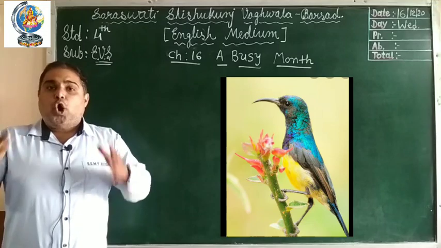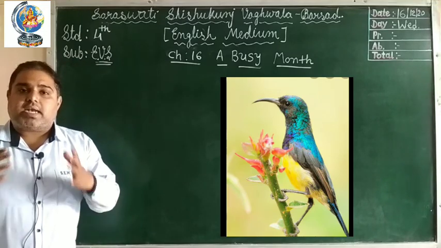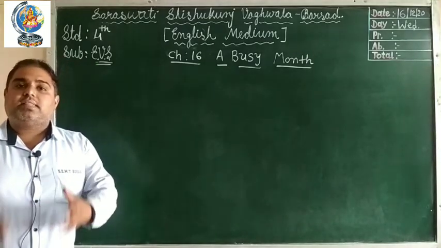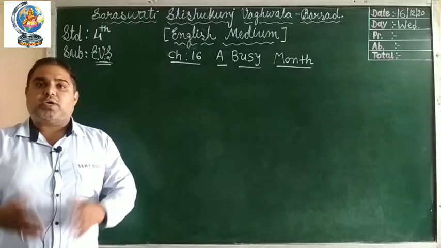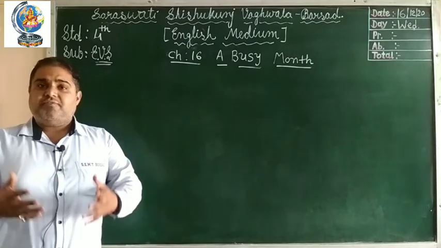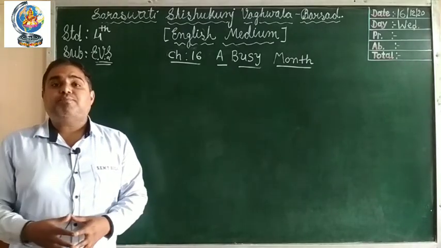So students, with all these things, the sunbird makes its nest. Students, in this chapter you have studied till this. So students, based on this, you have to give some answers to the questions. Then, students, one question is there. You have studied all these different types of birds.